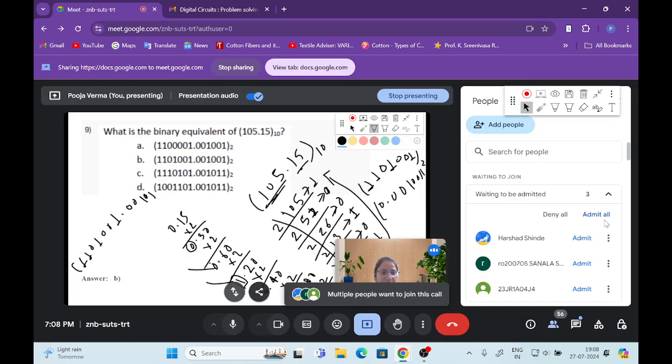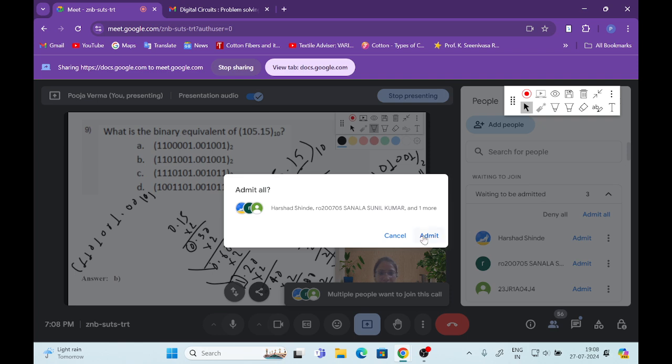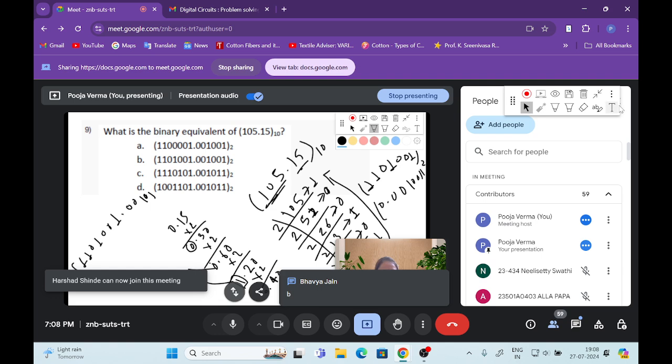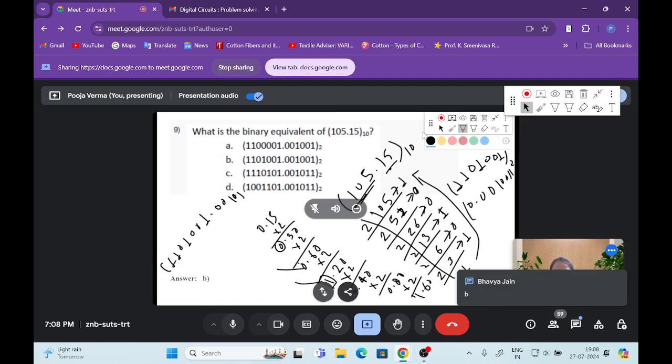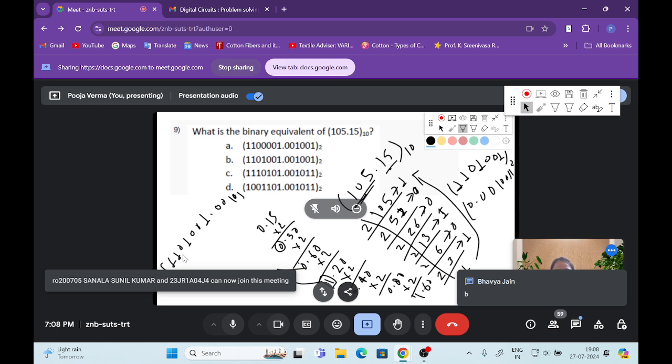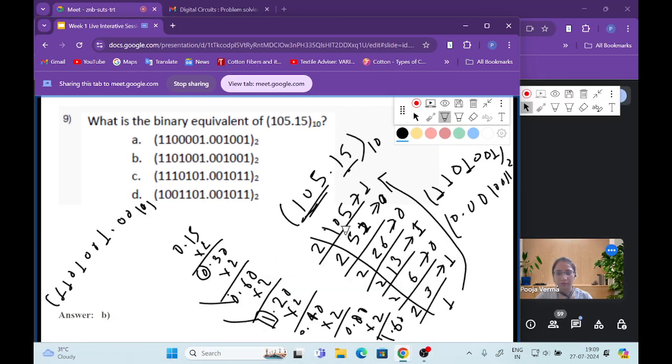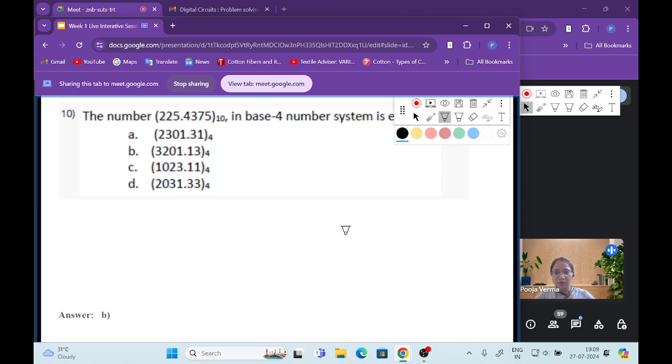So just match with the answers, see which option is correct. Option B. Yeah, correct. Option B is the correct answer, 1101001.001001. Okay, so you have to just divide the integer part and multiply the fraction part. Okay, so moving to the next question.